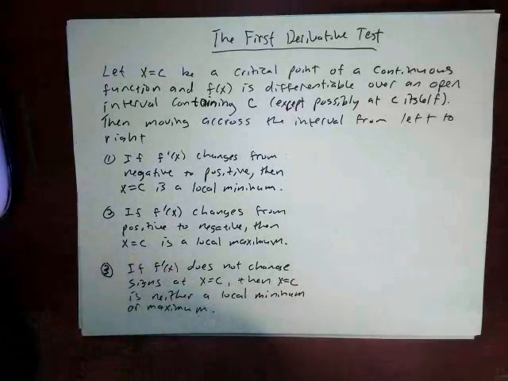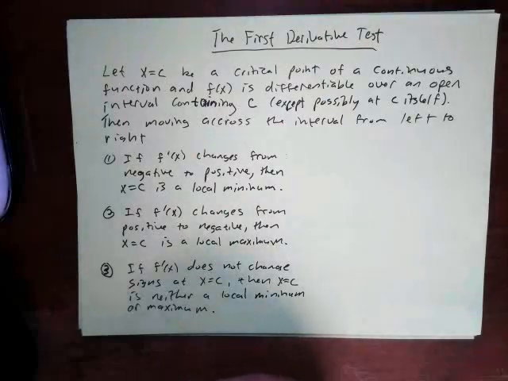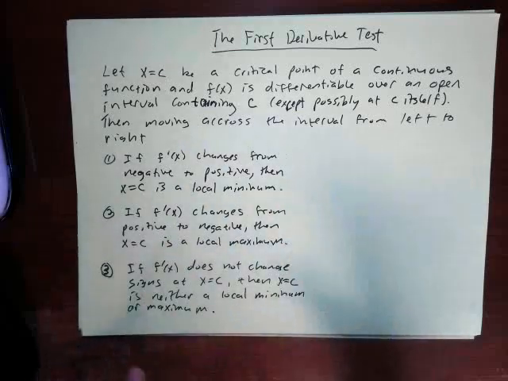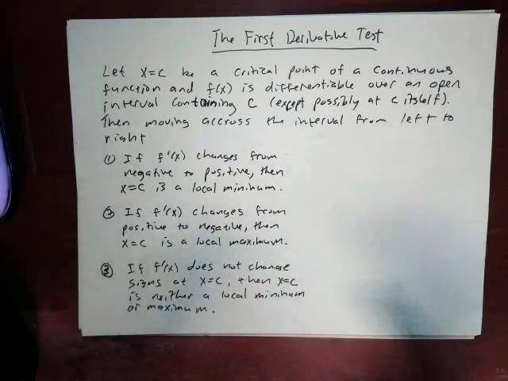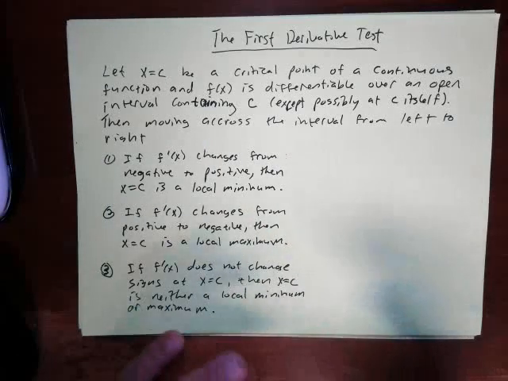We're now ready to look at the first derivative test. In a previous section, we learned that if a function has a relative min or max, then that relative min or max is going to occur at a critical point. We're not guaranteed that every critical point will be a relative min or max, but if there is a relative min or max, we do know it has to occur at a critical point.